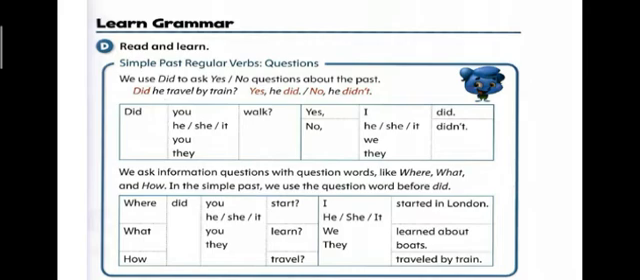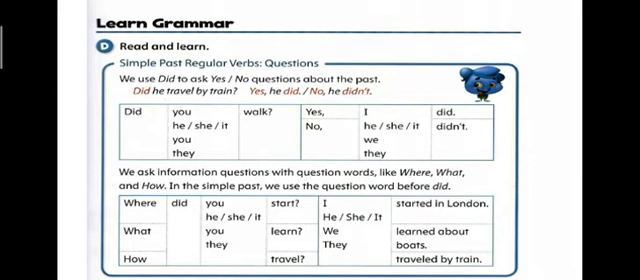So we ask with did and we answer with yes, did, or no, didn't. Did you, did he, did she, did it, did they walk? Yes, I did. Yes, he did. Yes, she did. Yes, it did. Yes, we did. Yes, they did. Or, no, I didn't. No, he didn't. No, she didn't. No, it didn't. No, we didn't. No, they didn't. That's a piece of cake.